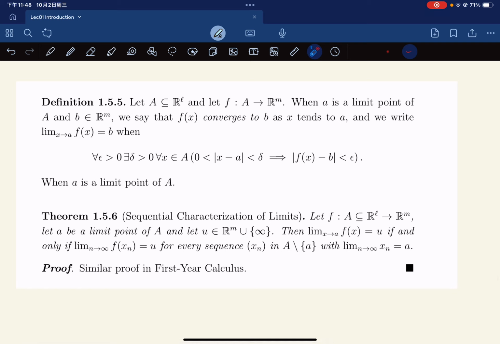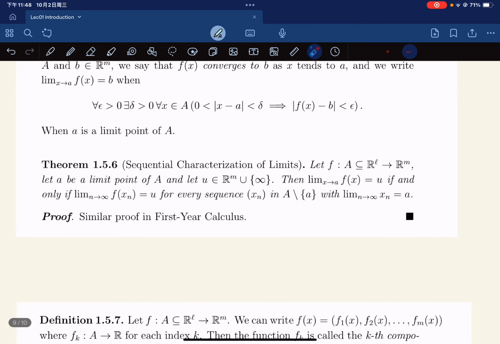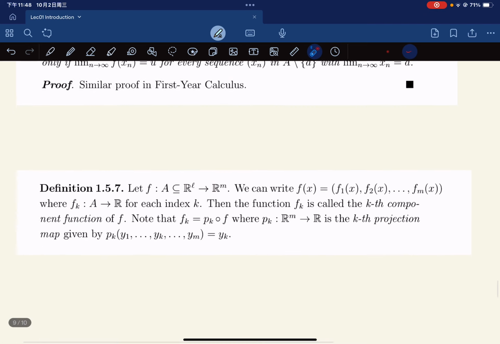And we're finally going to move on to functions. If f is a function from a subset A of R^l to R^m, where a is a limit point of A, and b is in R^m, then we say f(x) converges to b as x tends to a. We have this classic epsilon delta argument with our distance just being distance in R^m, right? And we have the sequential characterization of limits, right? The proof is similar as in first year calculus.